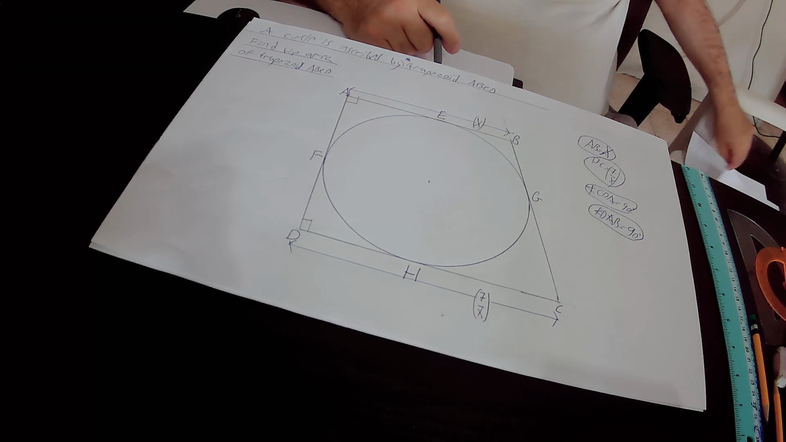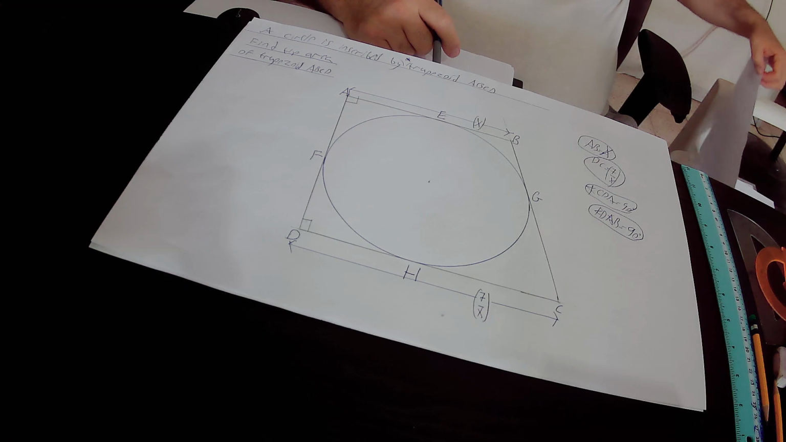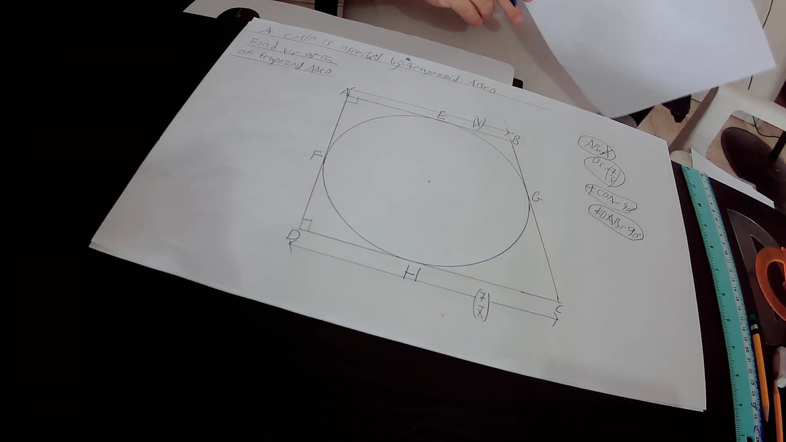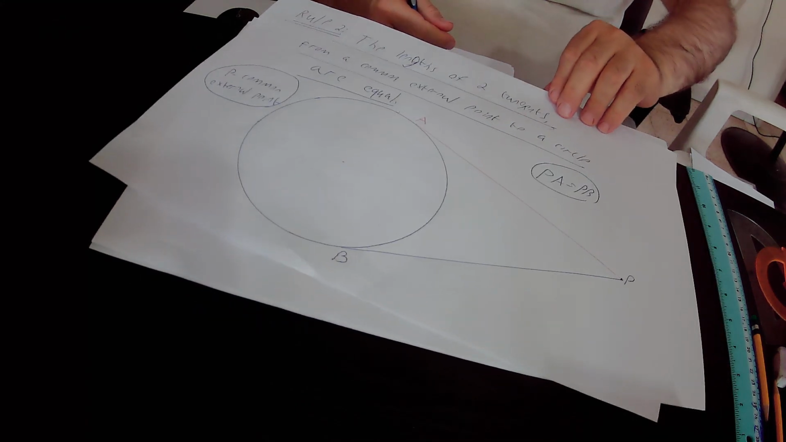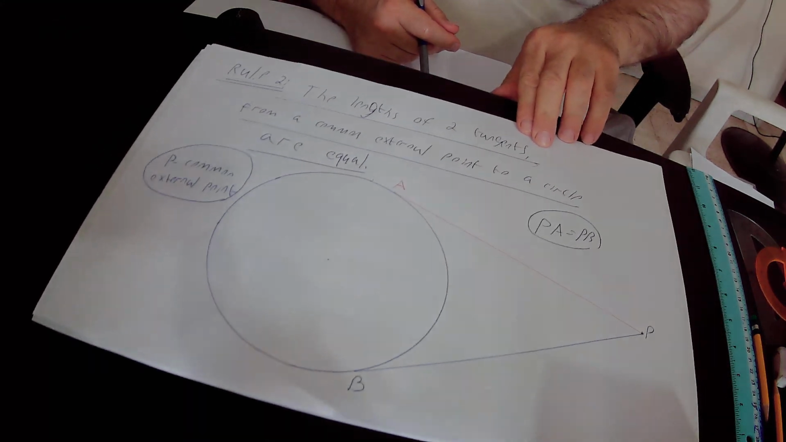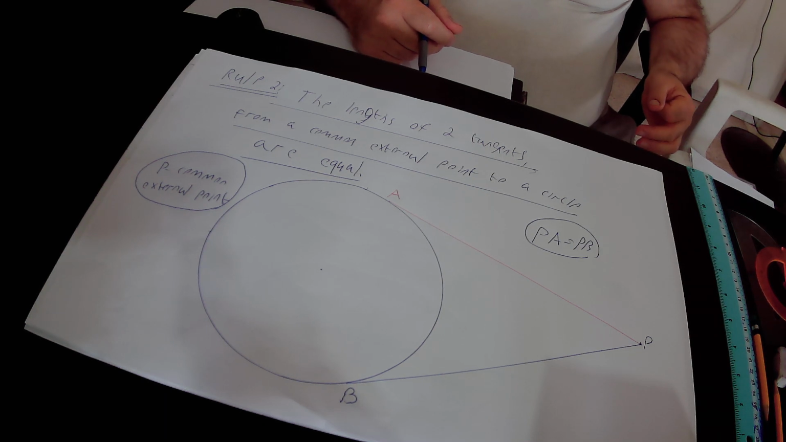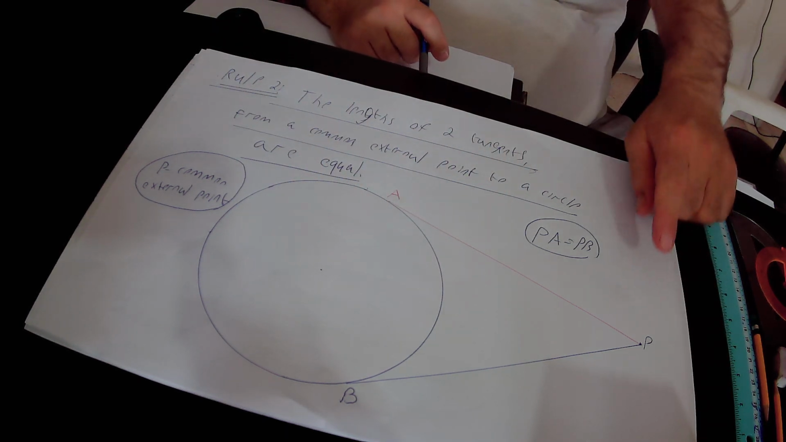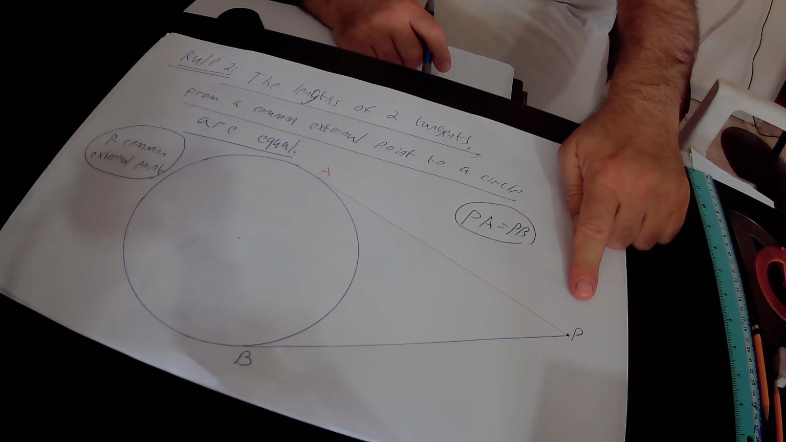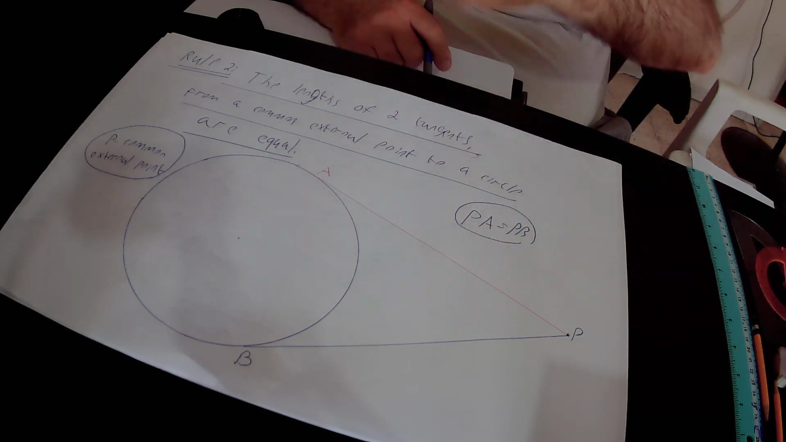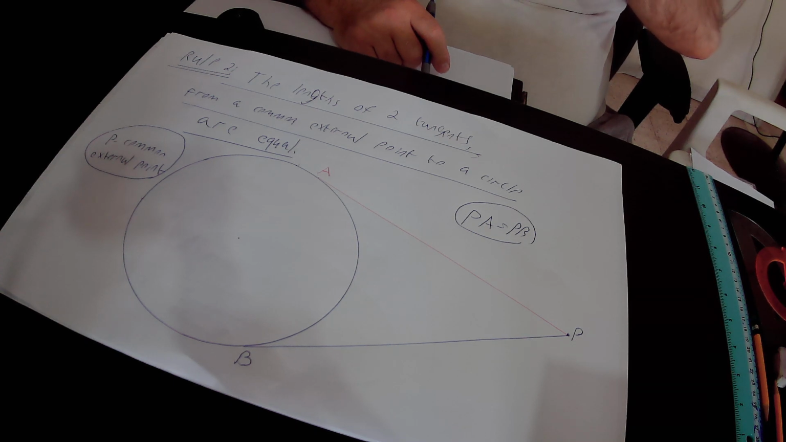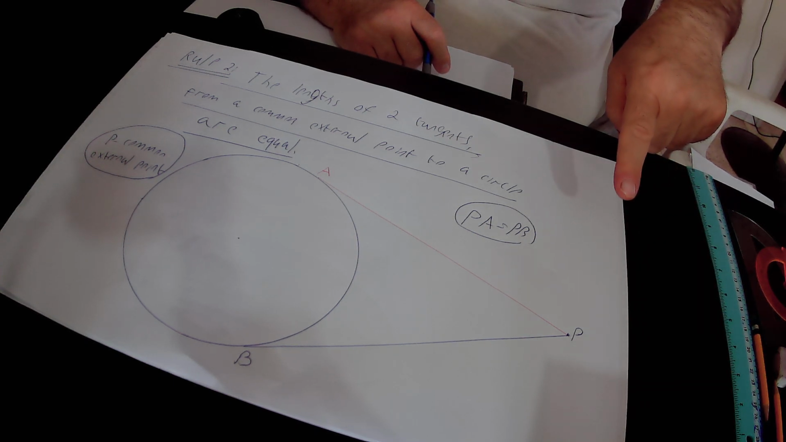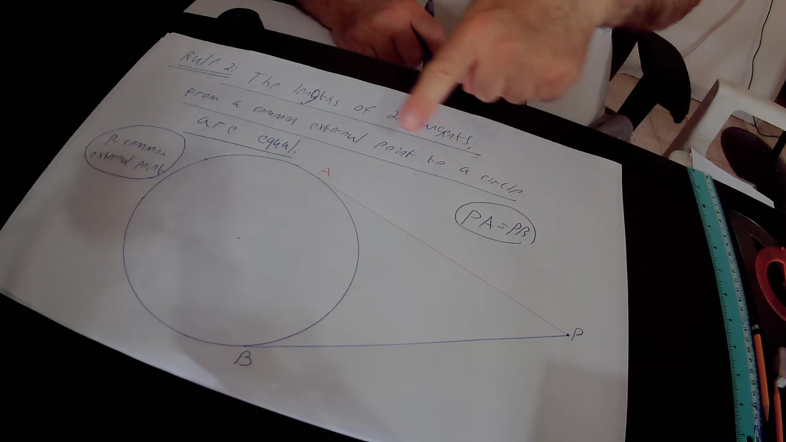Here we can implement rule 2. Let's quickly review rule 2. According to rule 2, the lengths of two tangents from a common external point to a circle are equal. So in the drawing we have a circle, and this is the common external point P. From this point P, we have two tangents to this circle, tangent PA and tangent PB. According to rule 2, their lengths are equal, that is to say, PA equals PB.